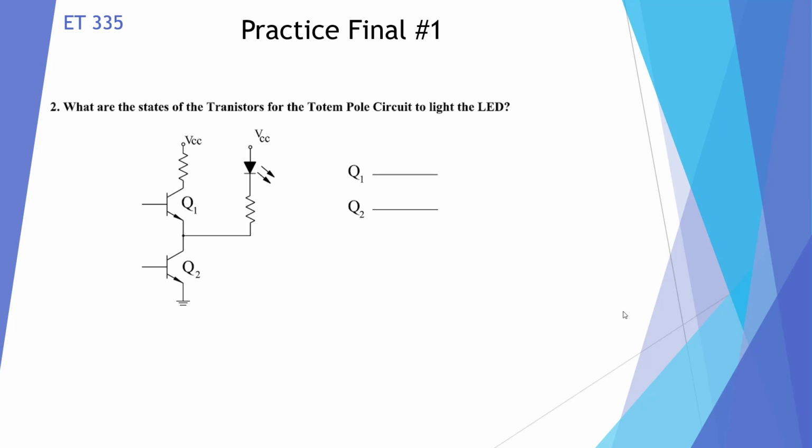Okay, let's figure out what turns this transistor on in order to make the LED light. So the LED is sinking because we're providing a voltage. So we need a 0 here. So we need a path to ground. So our Q1 is going to be off, and our Q2 is going to be on. And that'll make our LED light.